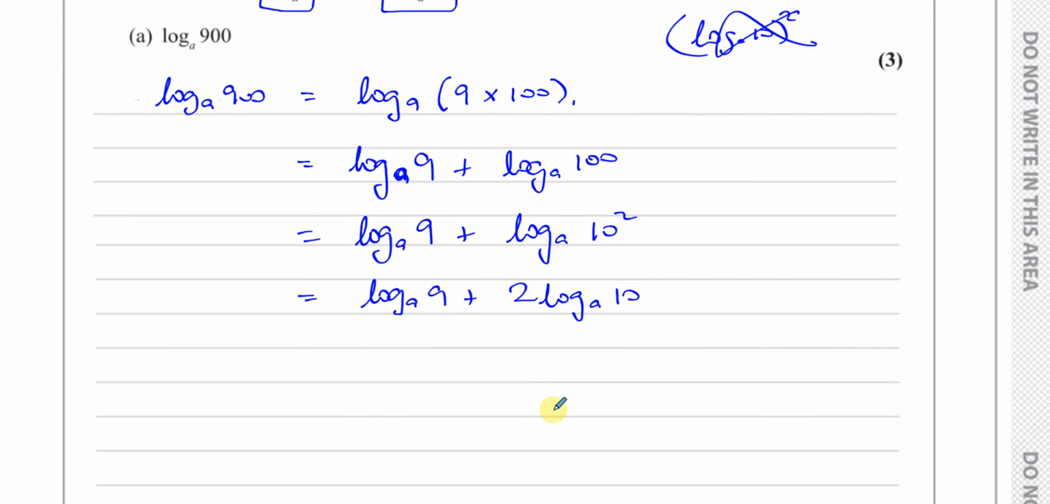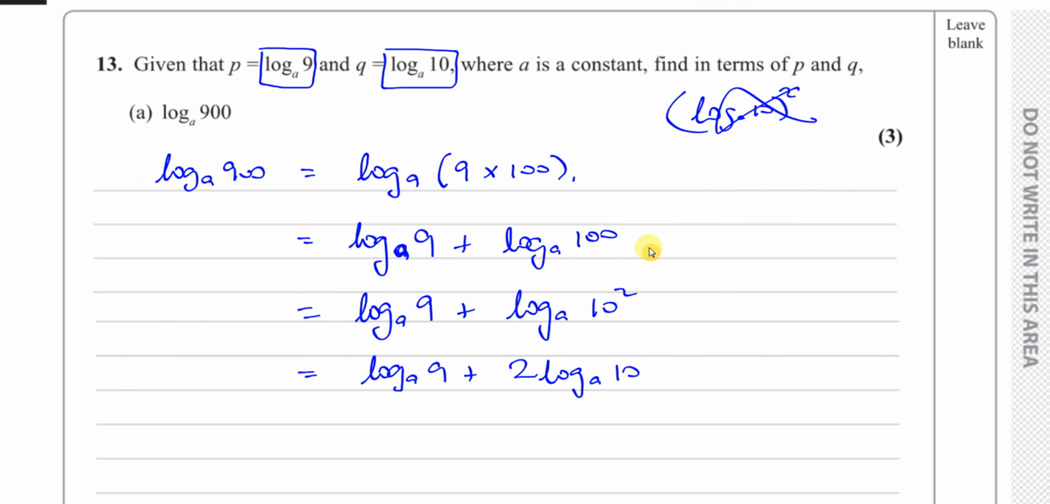So now I'm left with P plus 2 times Q. So I've expressed log to the base A of 900 as P plus 2Q, given those things up there. So very simple. But some students do have problems with such a question. So you have to always think about, how can I break this down into something involving these?